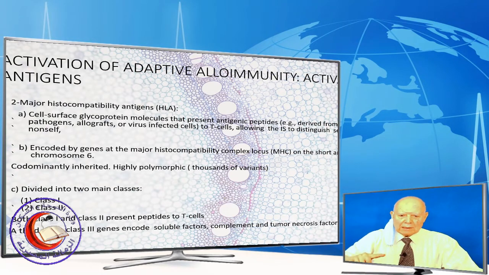And class 1 molecules present antigenic peptides to CD8 cytotoxic cells. And to remember the product multiplication, class 1 presents peptide to CD8, 1 by 8 is 8. Class 2 presents peptides to CD4, 2 by 4 is 8. A third class of HLA genes encode other substances such as complement and tumor necrosis factors.